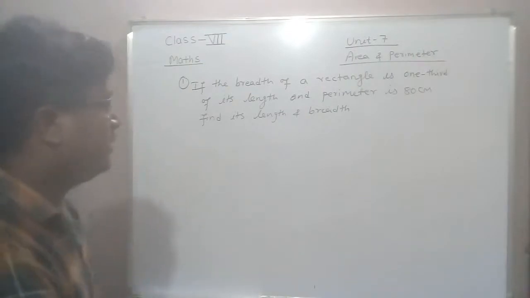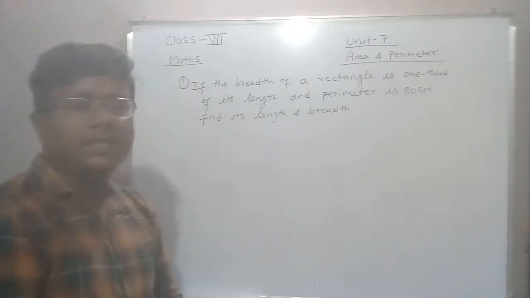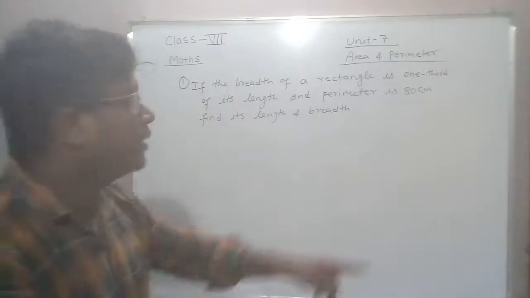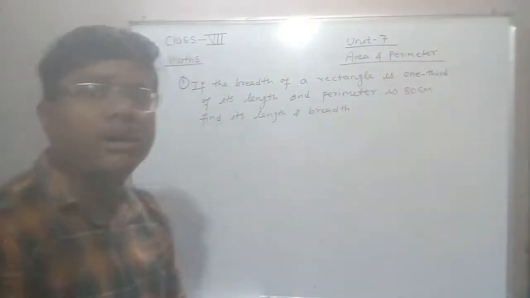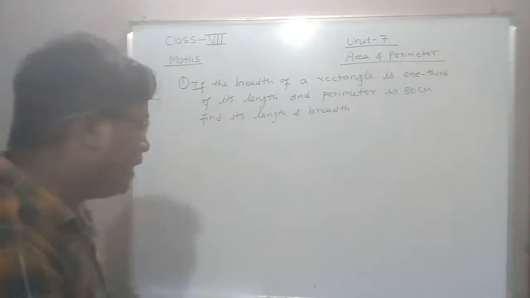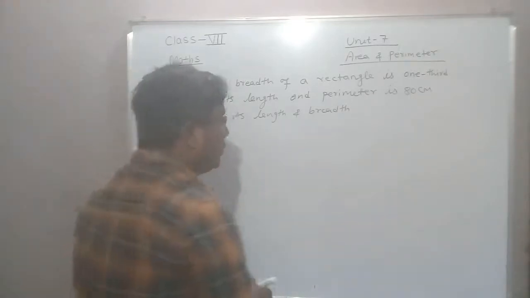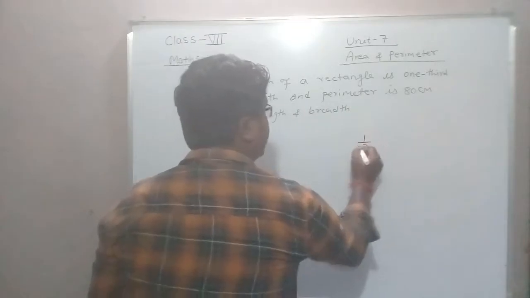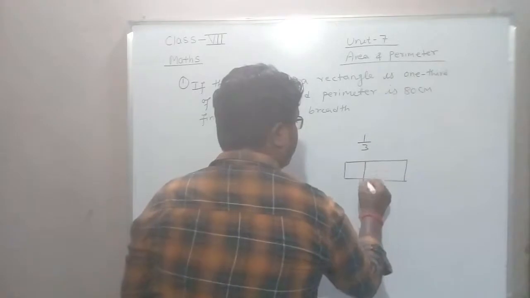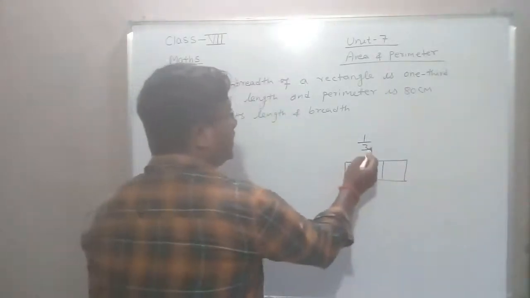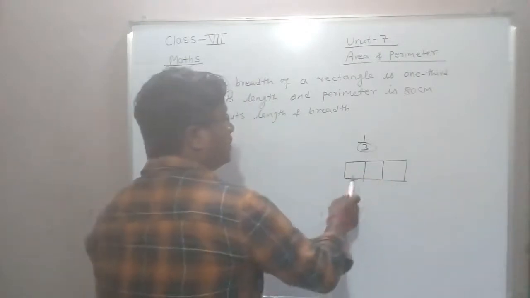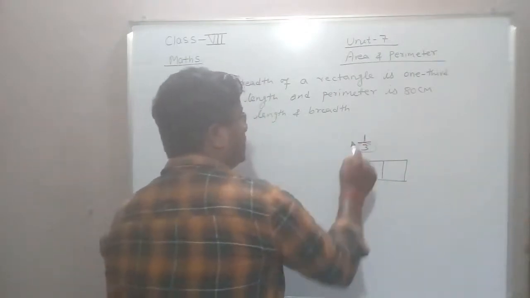So what is given to us is, one condition is given, that breadth is one third of its length. So what is the meaning of one third? One third actually means 1 upon 3. Suppose there are 3 equal parts. This 3 means your total parts. Out of this total 3 parts, 1 is consumed.